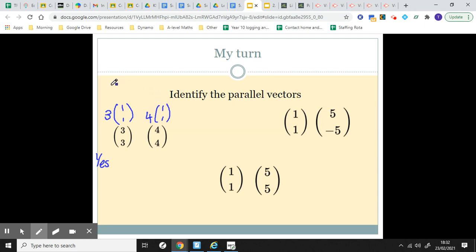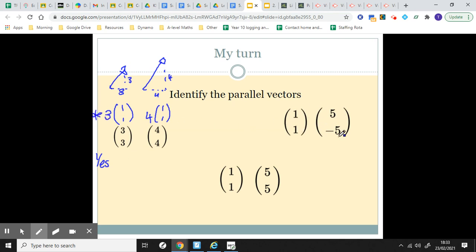Okay, if I were to draw it, 3, 3 would go along 3 up 3, and 4, 4 would go along 4 up 4. But they are still pointing in the same direction. They have the same gradient there. Okay, and this is your reasoning.